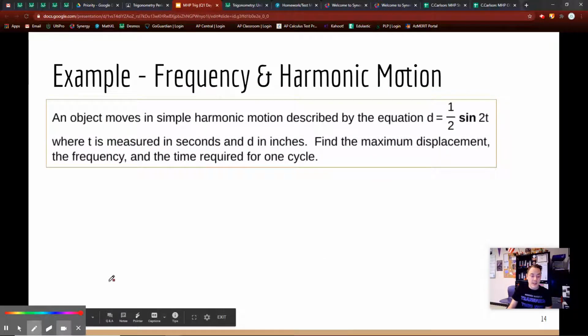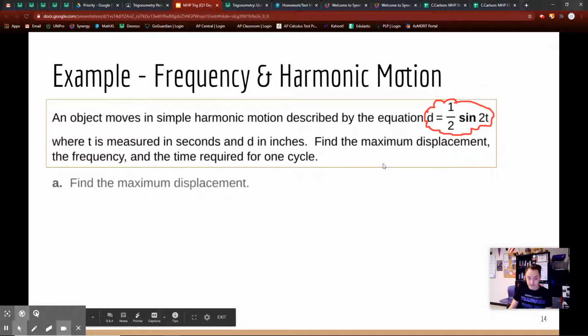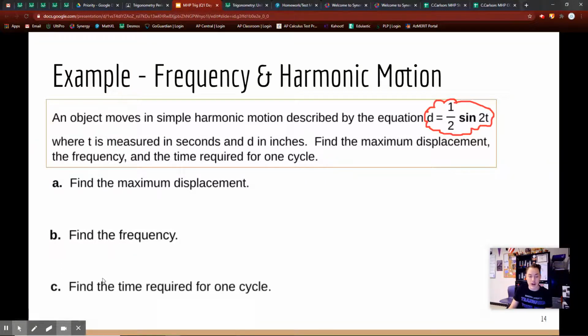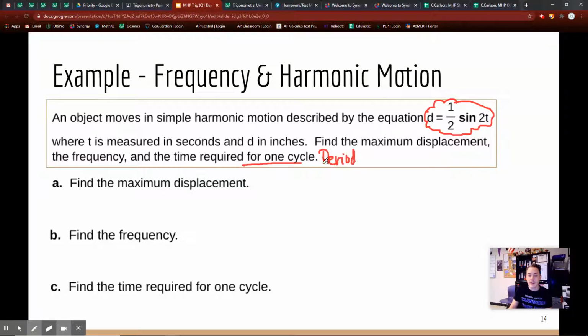So let's go through this example. An object moves in simple harmonic motion described by the equation as such. So this is nice. They give me the equation, but they're going to ask for certain things. They're going to ask: find the maximum displacement, find the frequency, and then find the time required for one cycle. Now, what's the time required for one cycle? That's actually the period. Okay, so the period is the time required for one cycle.